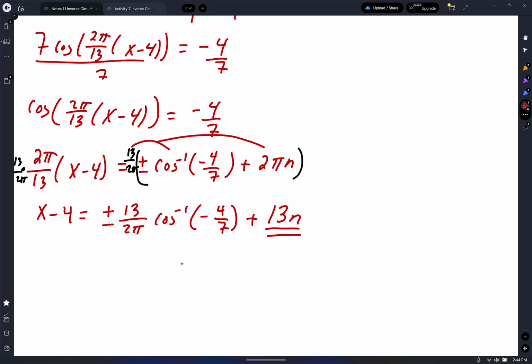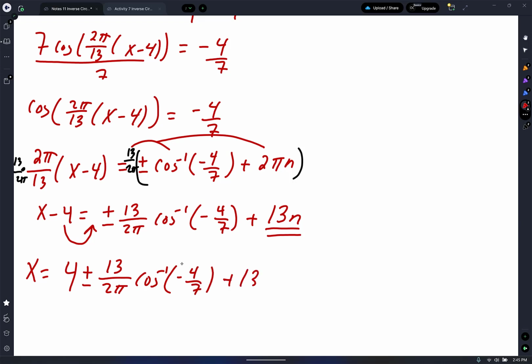The number one mistake is one you will never make, because we fixed it a few years back. In the past, I used to put the 4 in the back and then we would add, but that doesn't make any sense. Put the 4 right here so you never mess up. All you have to do is move the 4. x equals 4 plus minus 13 over 2 pi arc cosine of negative 4/7 plus 13n.